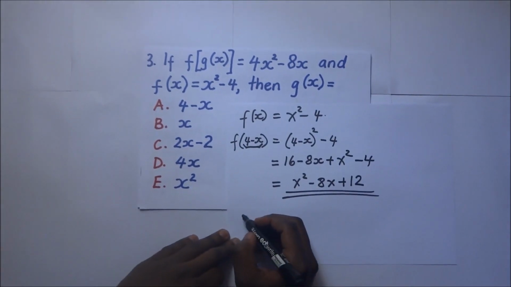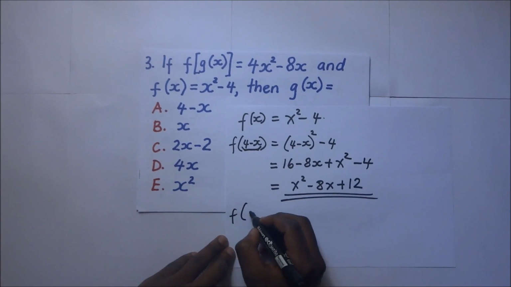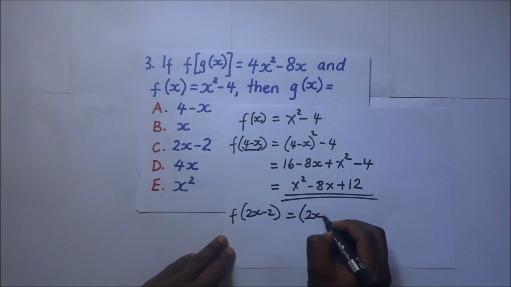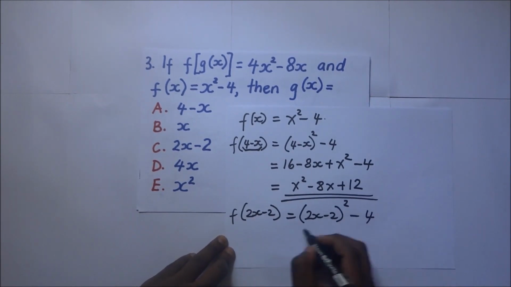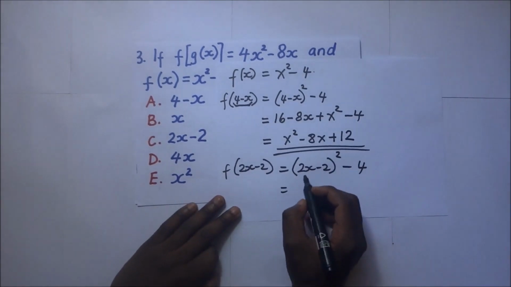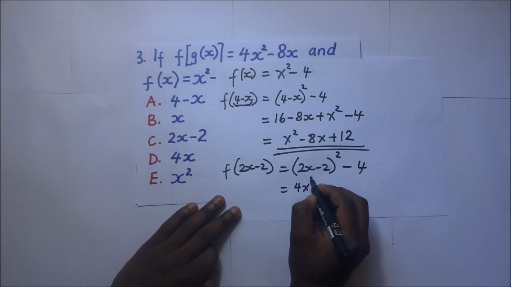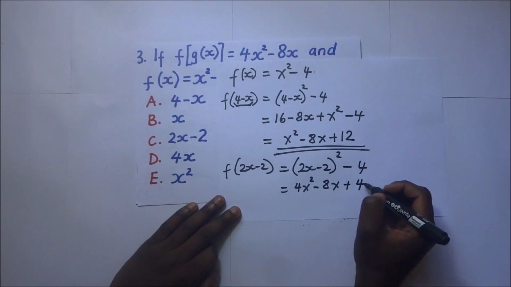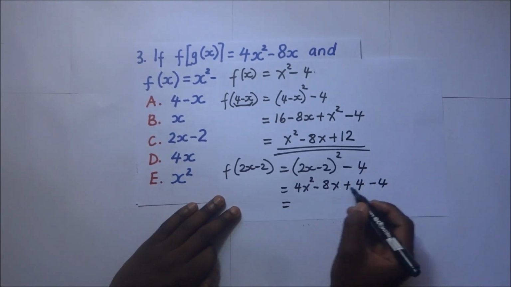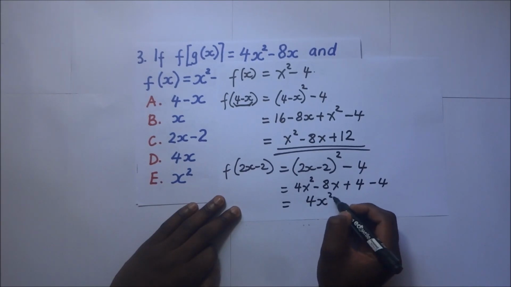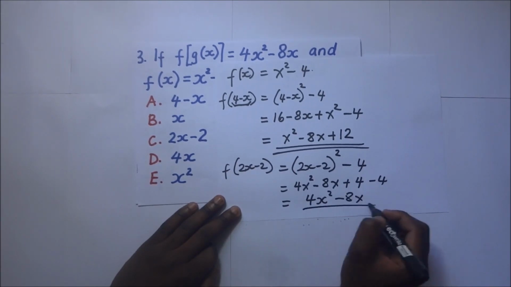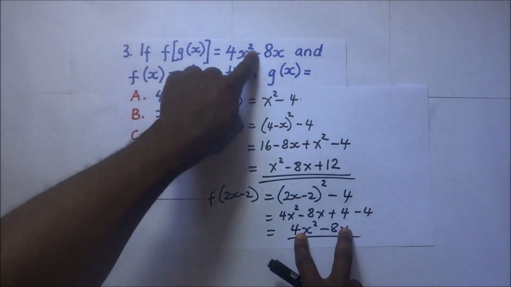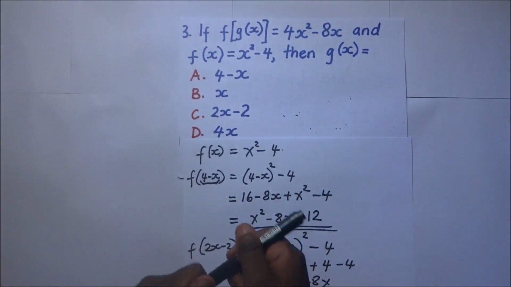So we try. F of 2x minus 2 is giving us x squared; in this case, it's going to be 2x minus 2, this whole thing squared, minus 4. Expanding this gives us 4x squared minus 8x plus 4 minus 4. Of course, this is going to become 4x squared minus 8x. And if you look at this, 4x squared minus 8x is consistent with this 4x squared minus 8x. In this case, the answer here is C.